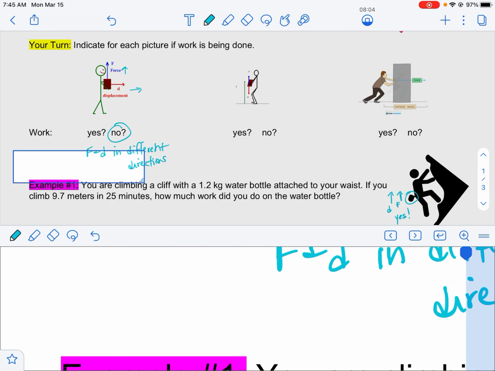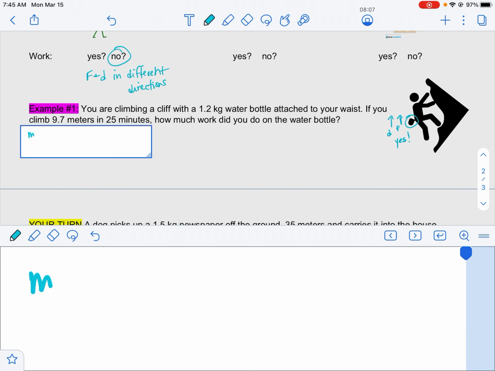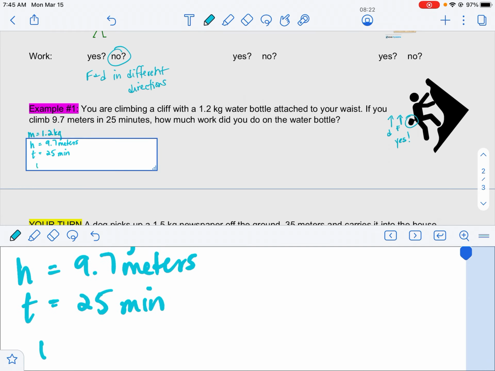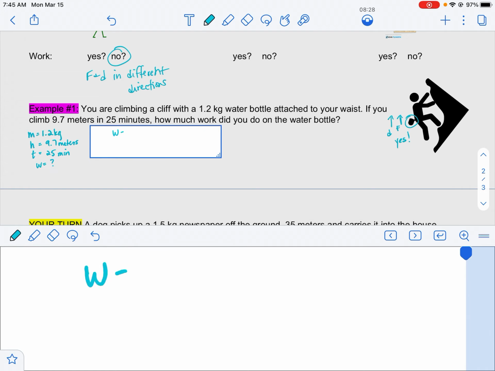Okay, so now let's see if we can figure out how much. It tells me that I have a mass of 1.2 kilograms. It tells me that I have climbed a height of 9.7 meters. And it tells me it took me 25 minutes to do this. And I'd like to know how much work I did. So if we want to find work, we're going to have to do force times distance. Unfortunately, I don't have a force right now, but I do have a mass, and I can use the mass to find the force and then use the force to find the work. So this is going to be a two-part problem.